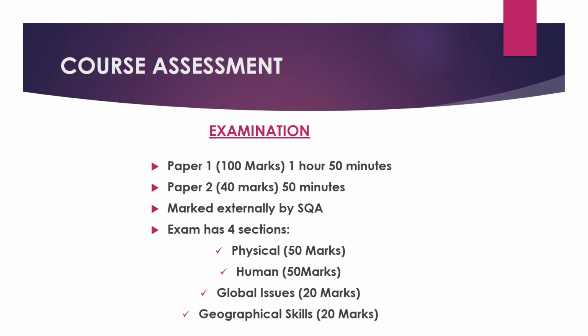Now, in terms of course assessment, the only assessment tool at the moment is the final exam. Paper 1 consists of 100 marks and will last for an hour and 15 minutes. Paper 2, 40 marks, 50 minutes. These are obviously marked externally by the SQA. There are 4 sections: physical, 50 marks, human, 50 marks. That's paper 1. Paper 2, we have global issues worth 20 marks and the geographical skills question worth a further 20 marks.